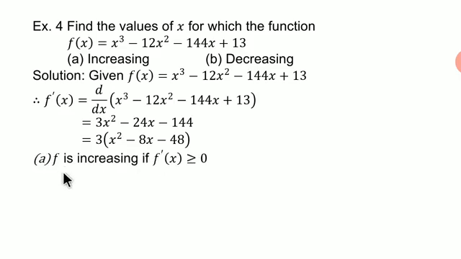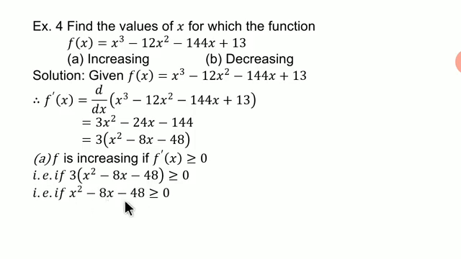So we consider here the first condition, f is increasing. We know f is increasing if f dash of x is greater than or equal to 0. That is, if 3 multiplied by x square minus 8x minus 48 is greater than or equal to 0. That is, if x square minus 8x minus 48 is greater than or equal to 0. Obviously 3 is greater than 0, so we consider only the bracket here. Now that is, if x square minus 8x is greater than or equal to 48.